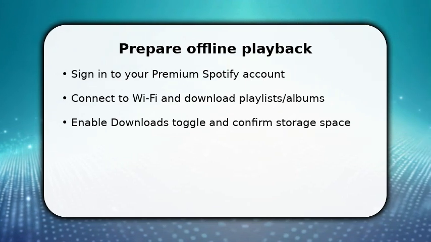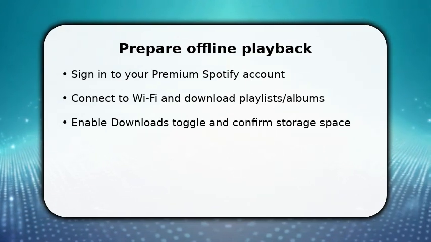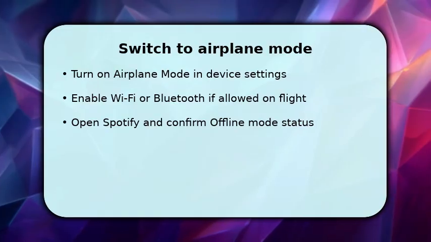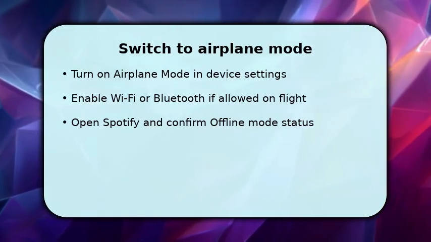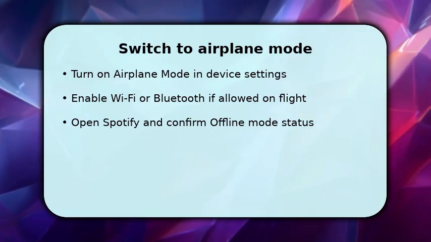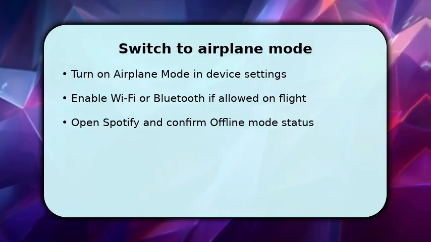Now flip on airplane mode to disable radios, then optionally re-enable Wi-Fi or Bluetooth if the airline permits. This prevents cellular interruptions while allowing approved connections.